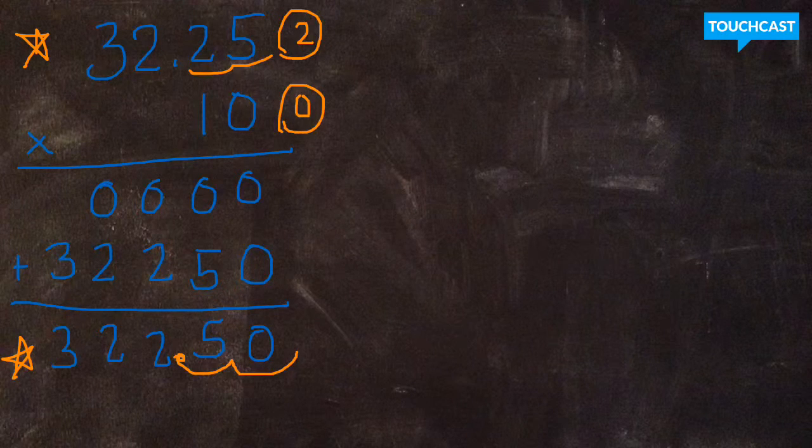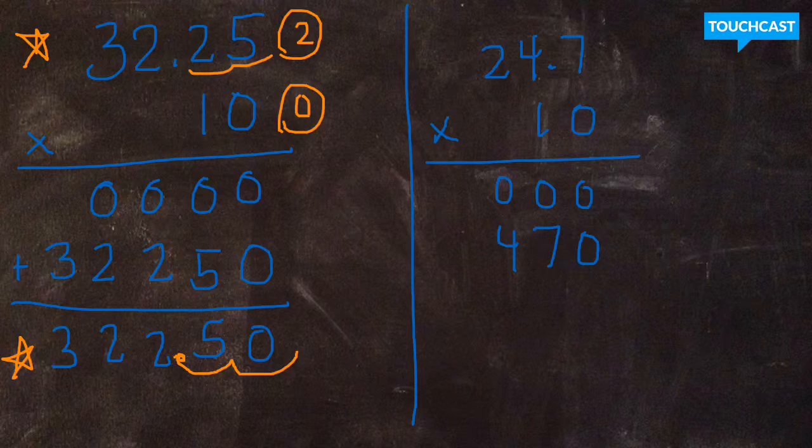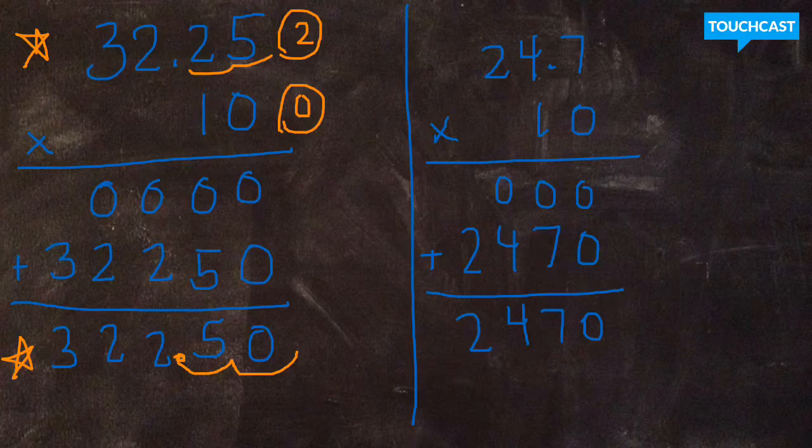I'm going to do another example, and we're going to see what we notice. Let's take a second and solve this second problem together. 24.7 times 10. So we're going to multiply the whole first round by 0, which we know 0 times 7 is 0, 0 times 4 is 0, 0 times 2 is 0. Second round of multiplication, we hold our place with a 0 and then multiply. 1 times 7 is 7, 1 times 4 is 4, 1 times 2 is 2, and then we add 0, 7, 4, 2.